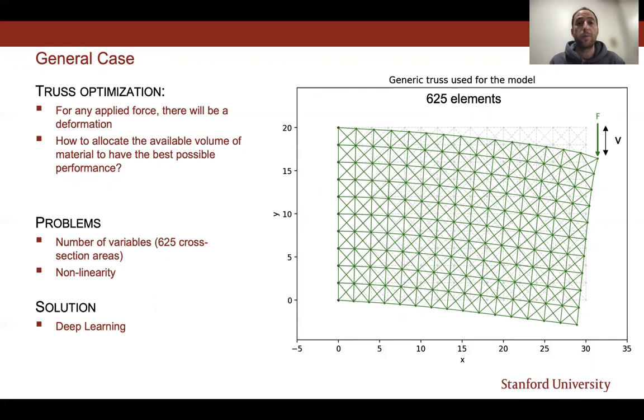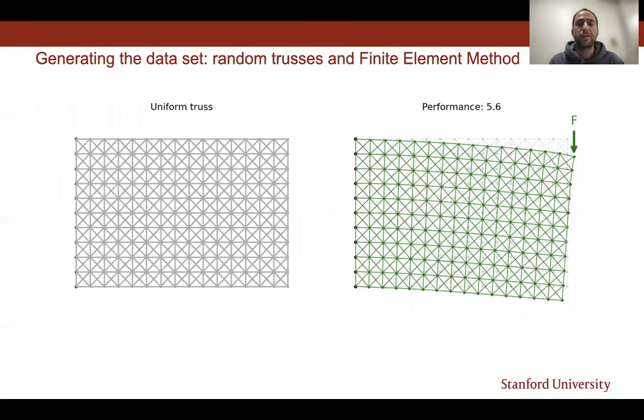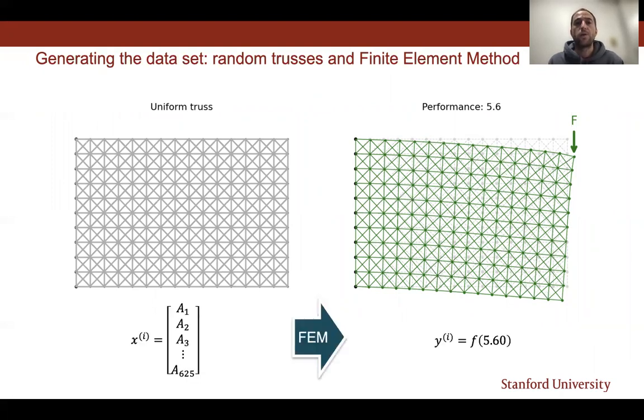And so the solution that we propose is deep learning. First, we randomly generate a lot of different trusses. In this case, we have a uniform truss, and we use the finite element method to compute the performance. And so we have an X as an input, which is a vector of the 625 cross-section areas, and the performance, and a linear transformation of the performance corresponds to the output.